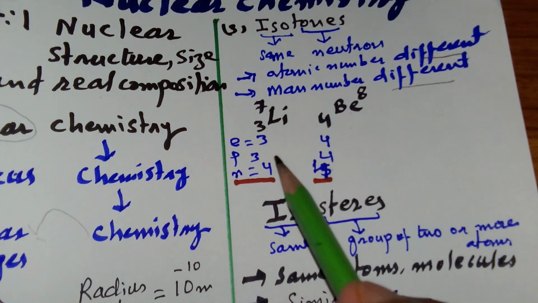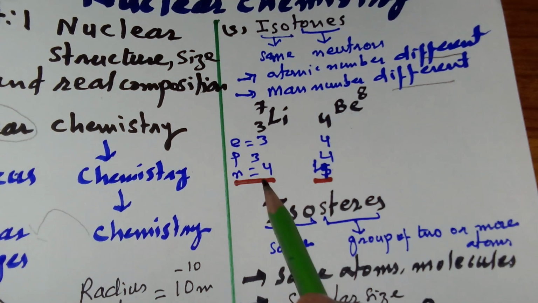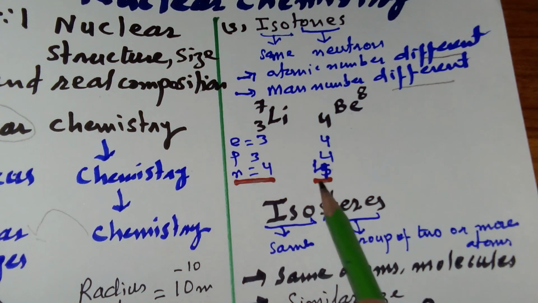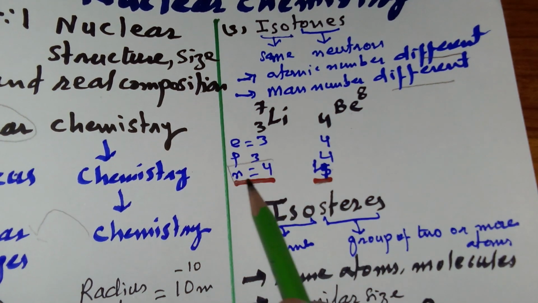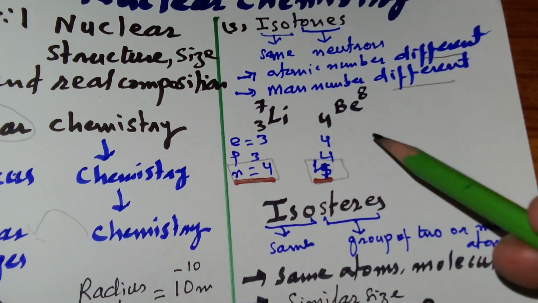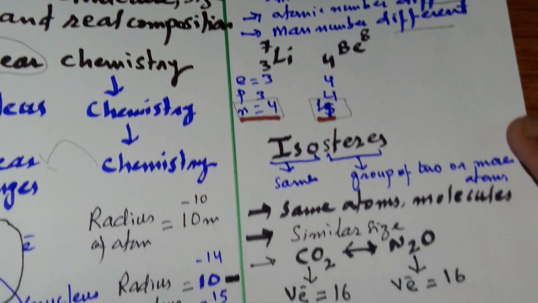So the number of neutrons, you can see here that I have underlined these 4s with a red marker. So you can see here this is 4. If the number of neutrons is the same, we call them isotones.